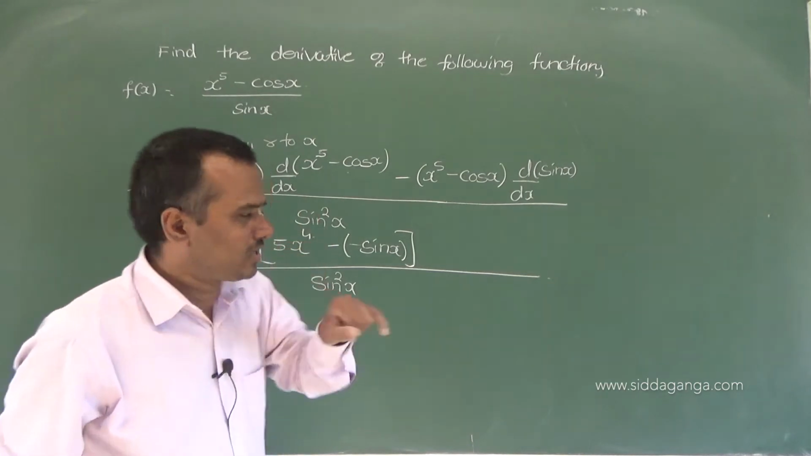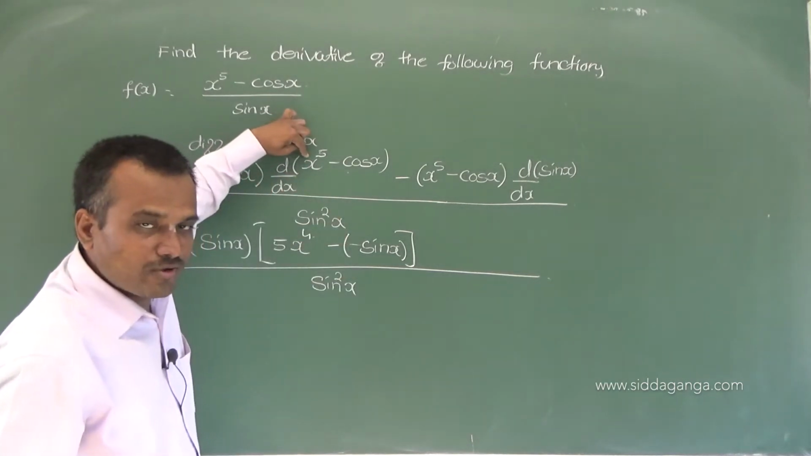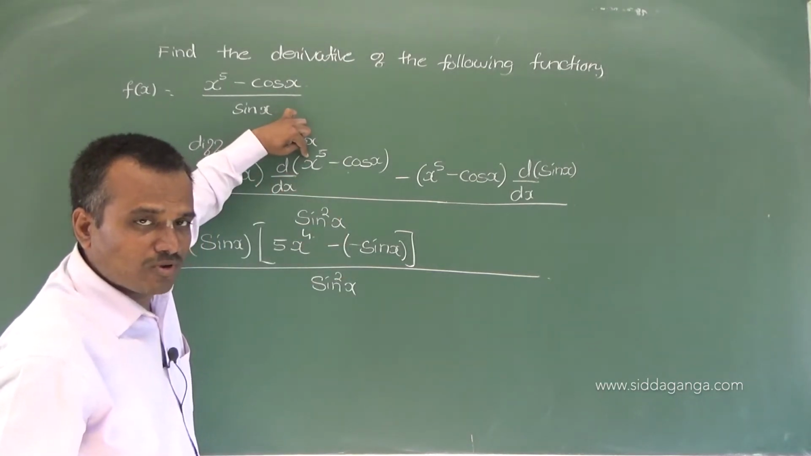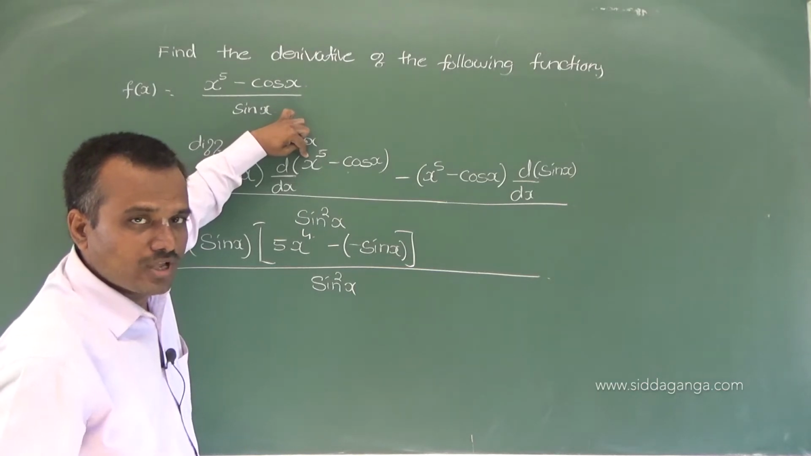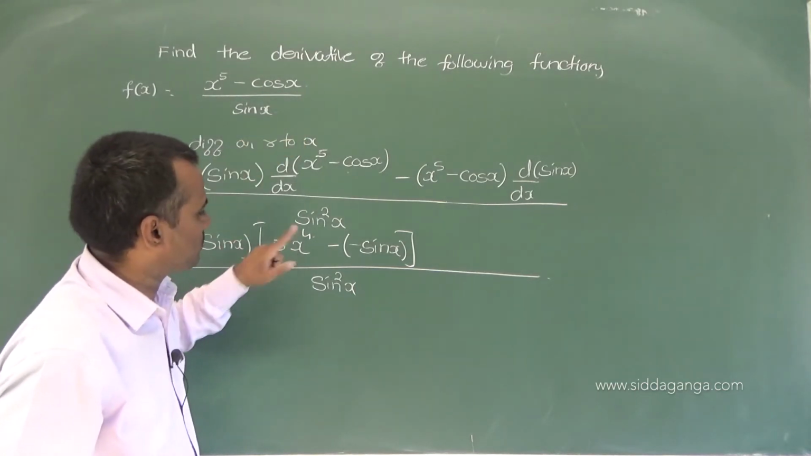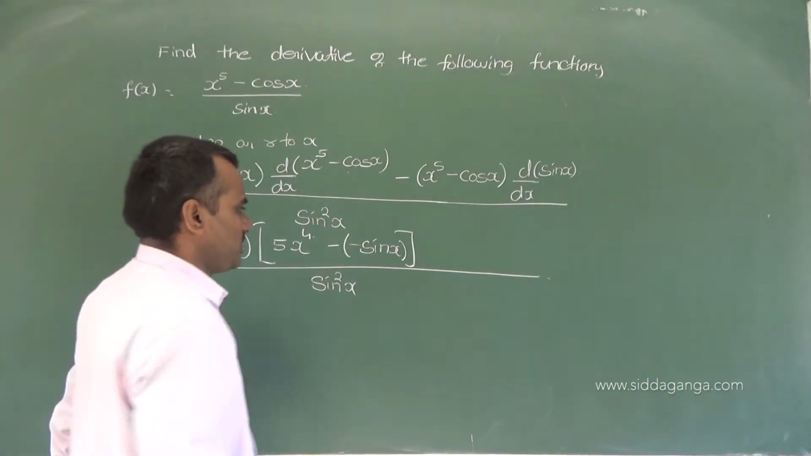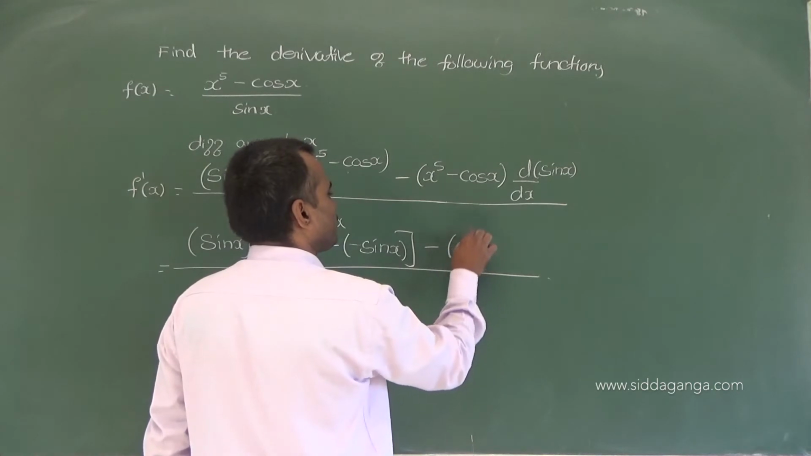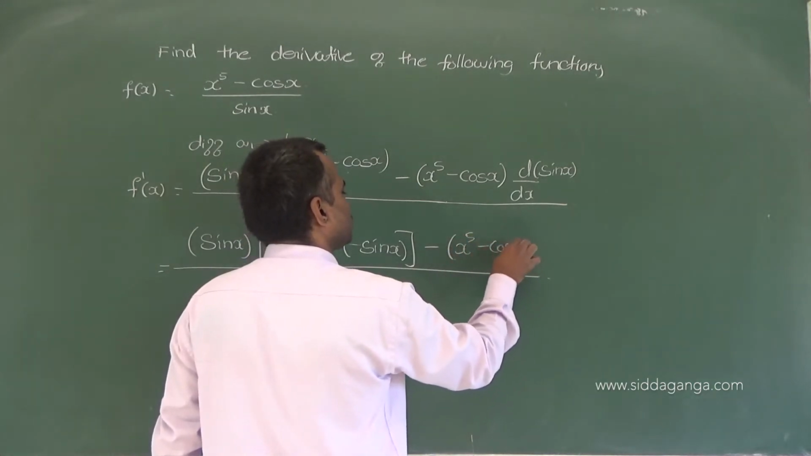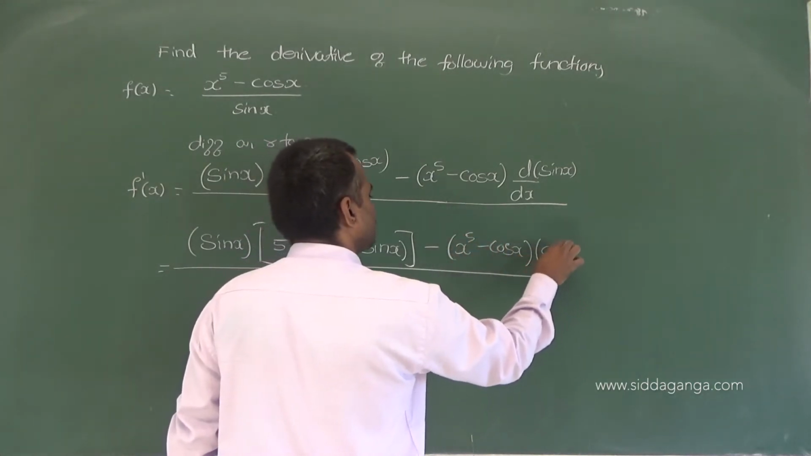Observe once again, I explained. We have to take the derivative of x to the power 5. X to the power n, you know, is n into x to the power n minus 1, so 5x to the power 4. Minus derivative of cos x is minus sin x. This is over. Minus x to the power 5 minus cos x, into derivative of sin x, which is cos x.